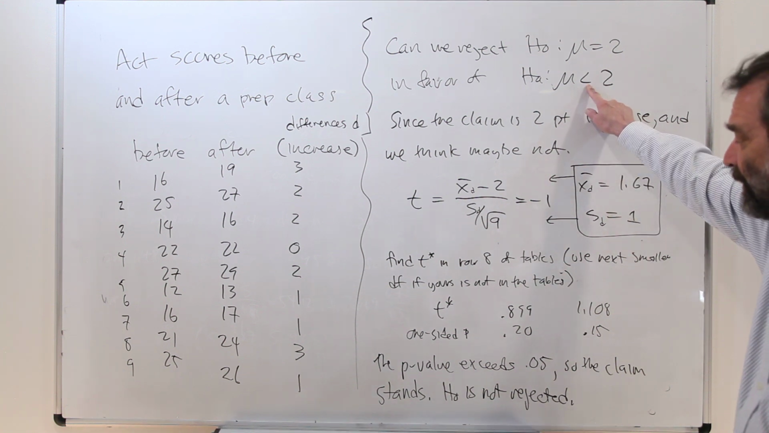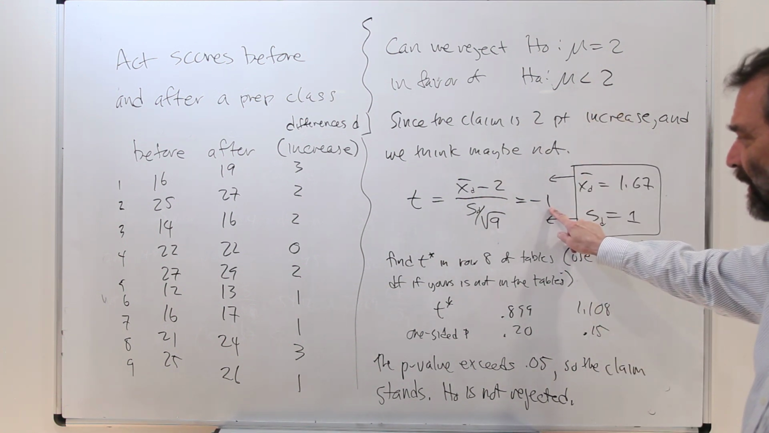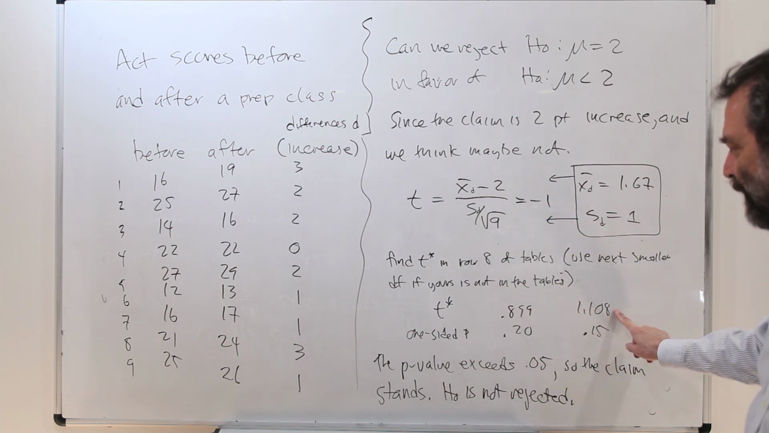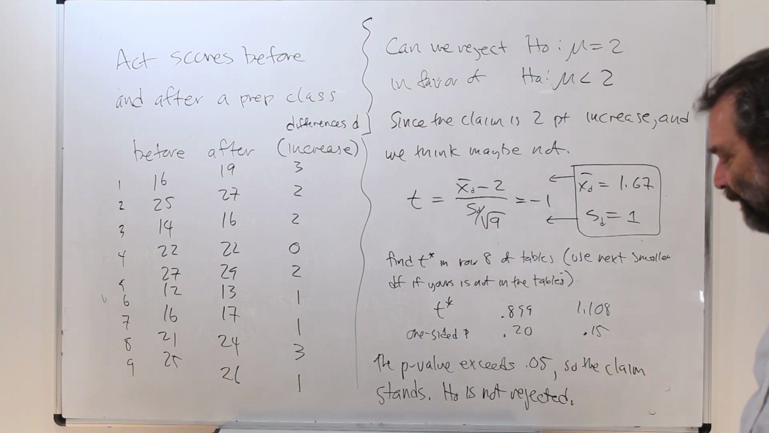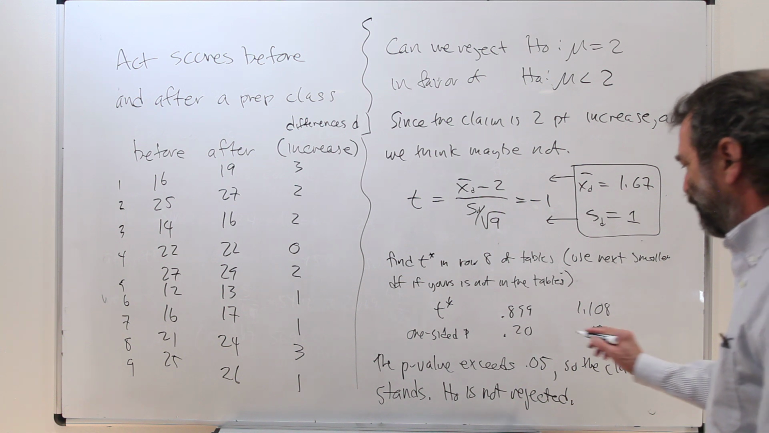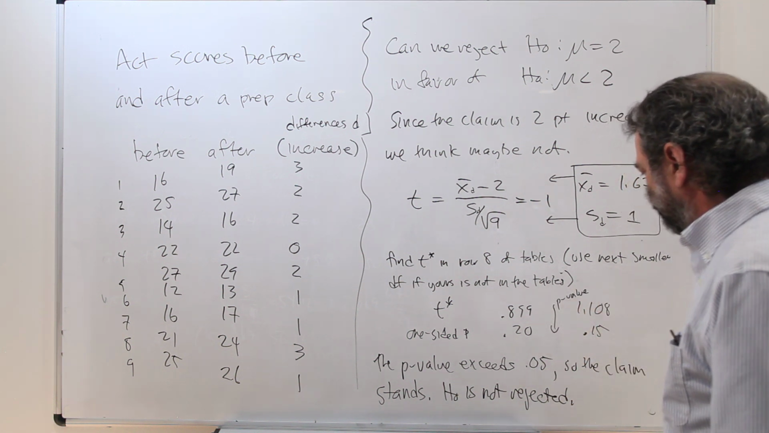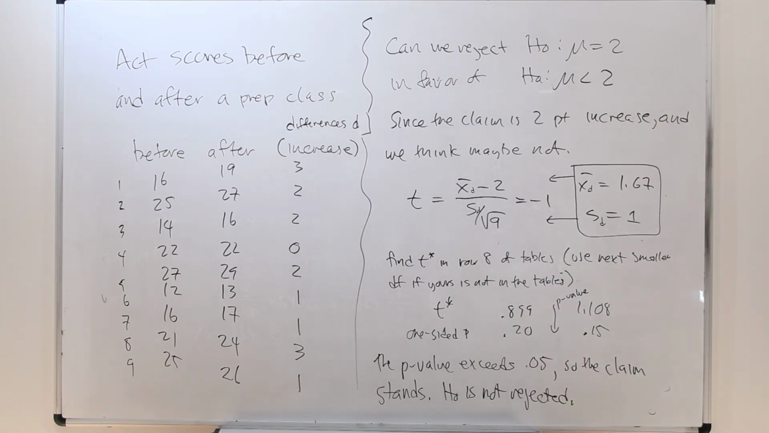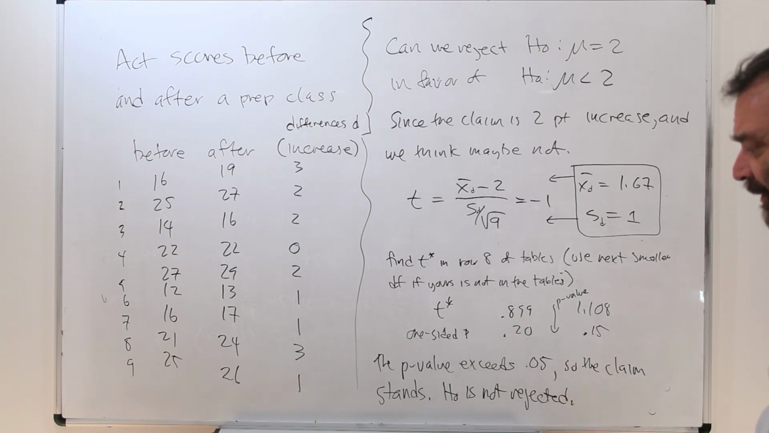We have a one-sided test, so it's one tail. It's less than, so we go less than. So we want the area left of -1. So I'm going to compare the areas left of -.899 and left of -1.108. And those areas are 0.2 and 0.15. So the p-value is somewhere in here between those two numbers. So it's bigger than 0.15 and less than 0.2. And bigger than 0.15 is bigger than 0.05. So the claim stands. H0 is not rejected.